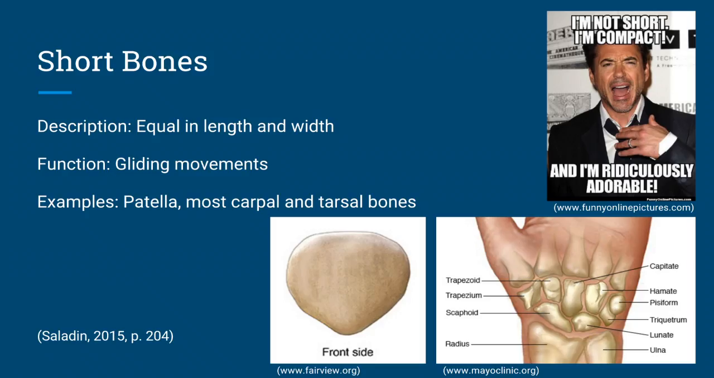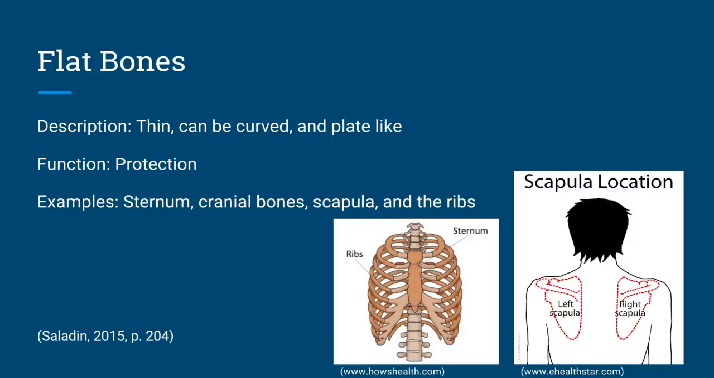Next we have short bones. They are equal in length and width, and their function is gliding movements. Next up is flat bones. They are thin, can be curved, and they're kind of plate-like. The function of these bones is to protect our vital organs.